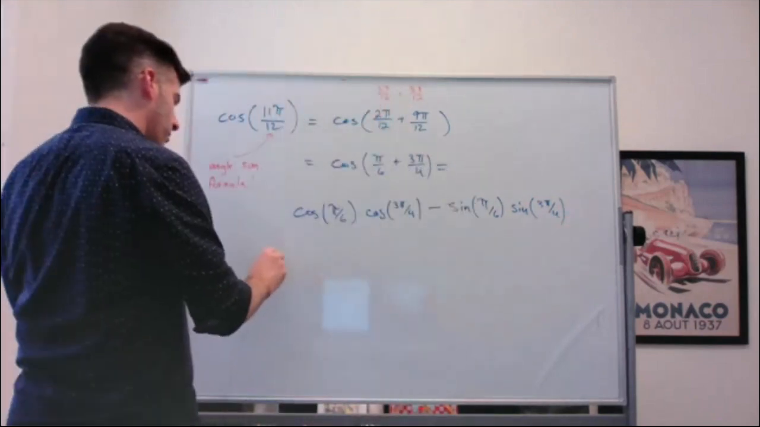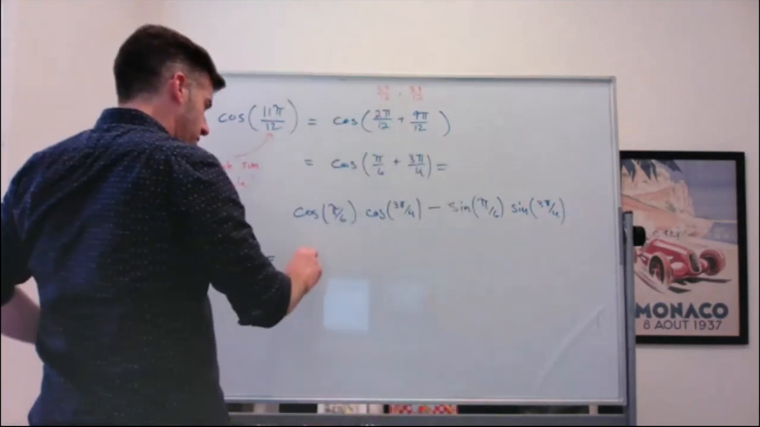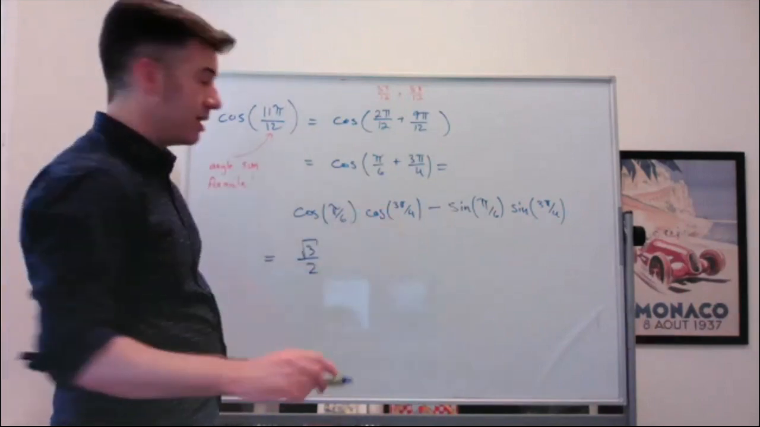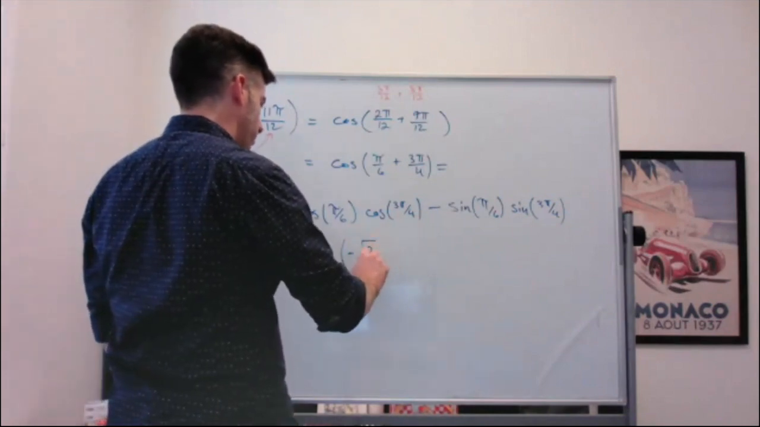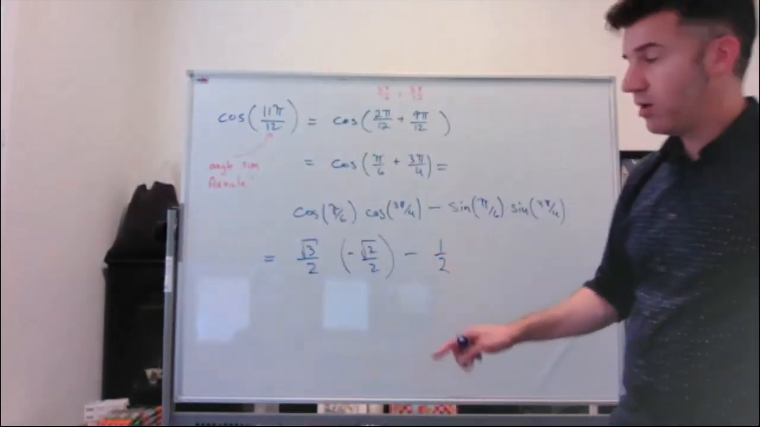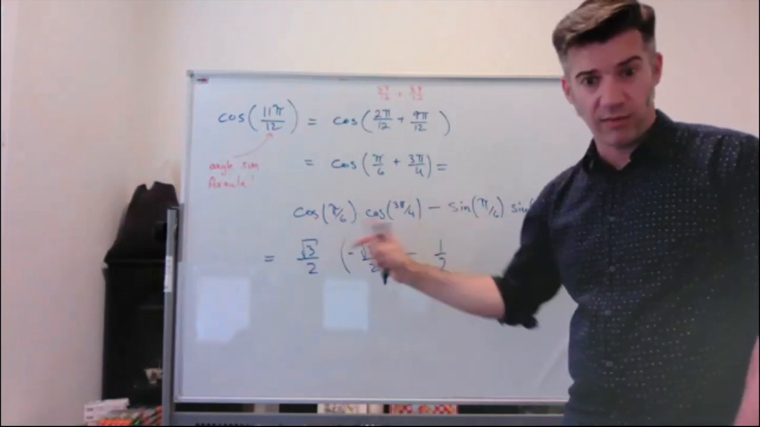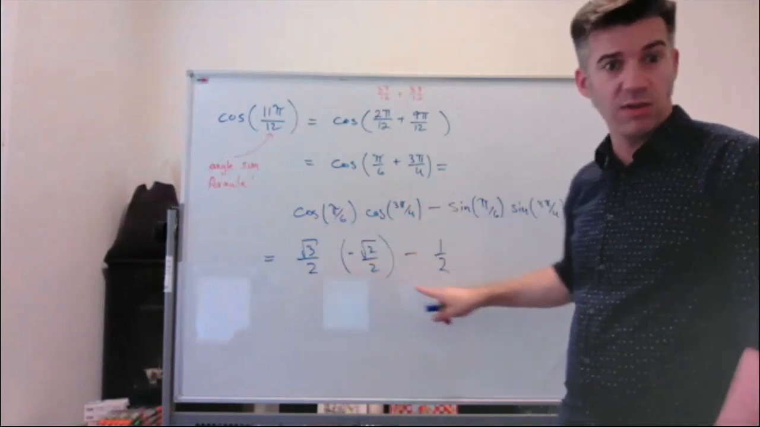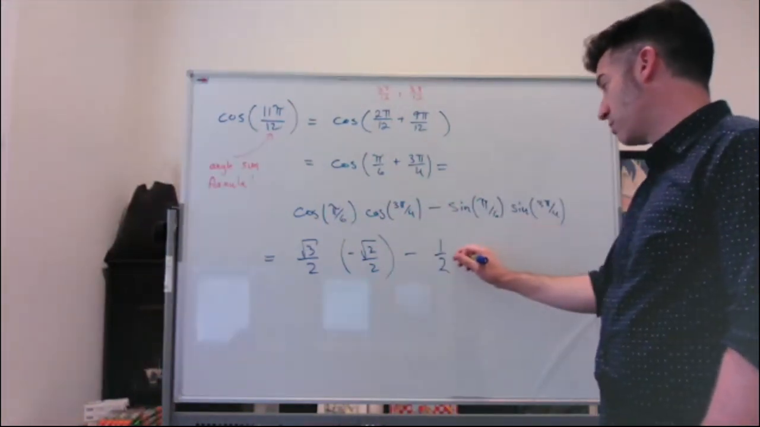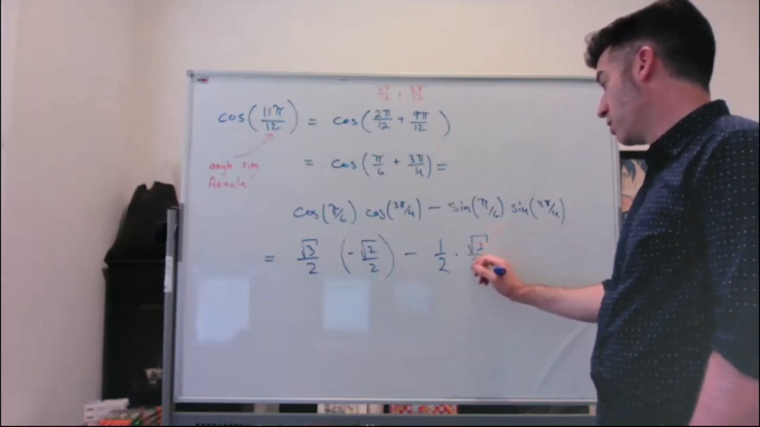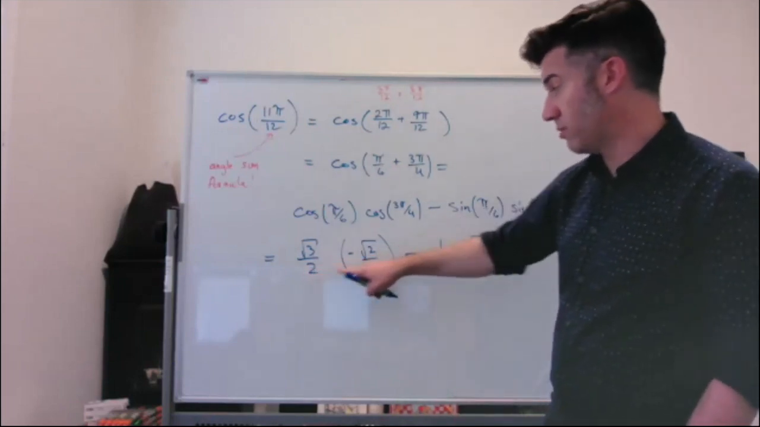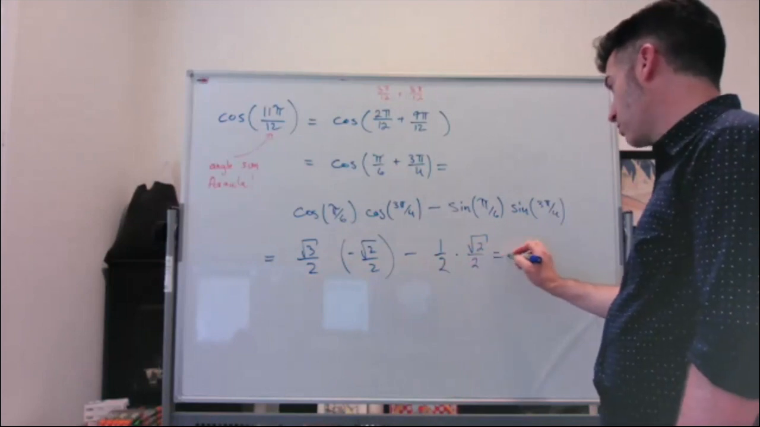So doing it this way, cosine of pi over 6 is going to be root 3 over 2. Cosine of 3 pi over 4 is going to be root 2 over 2, but it's going to be negative because it's in quadrant 2. Minus sine of pi over 6 is 1/2. And I always remember that cosine and sine of pi over 6 or pi over 3, one of them is always root 3 over 2, and the other one is always 1/2. And it goes back and forth depending on the pi over 6 or pi over 3. And then sine of 3 pi over 4 is going to be positive root 2 over 2 because it's in quadrant 2. So then root 3 over 2 times negative root 2 over 2 is going to be negative root 6 over 4.